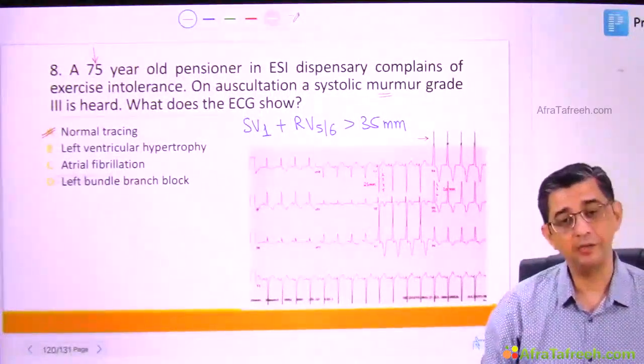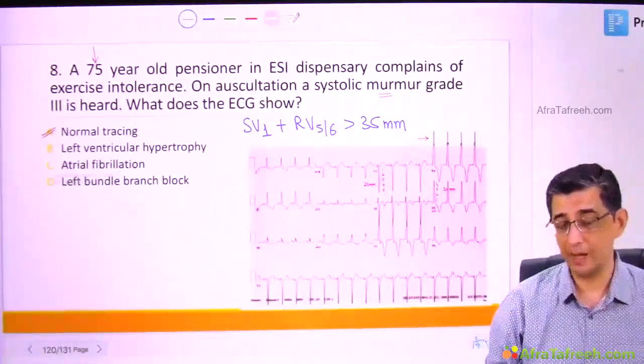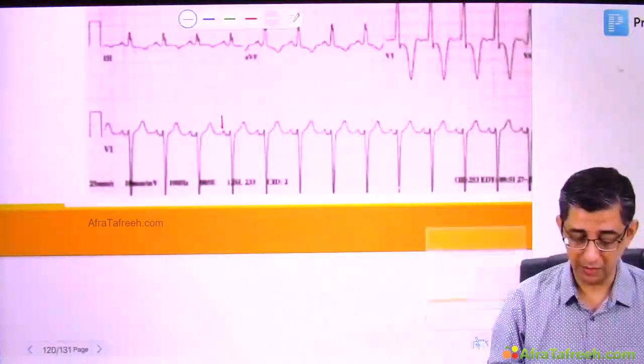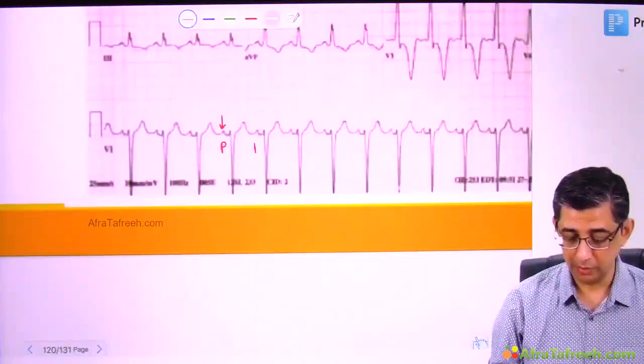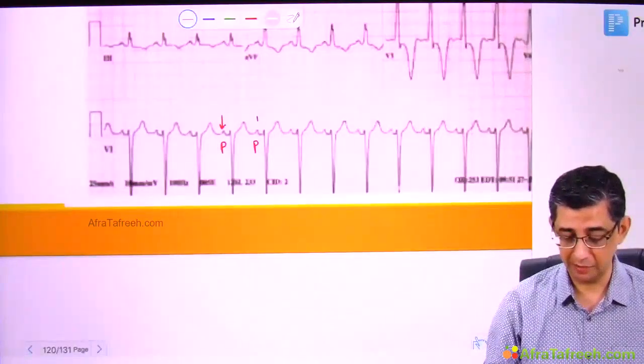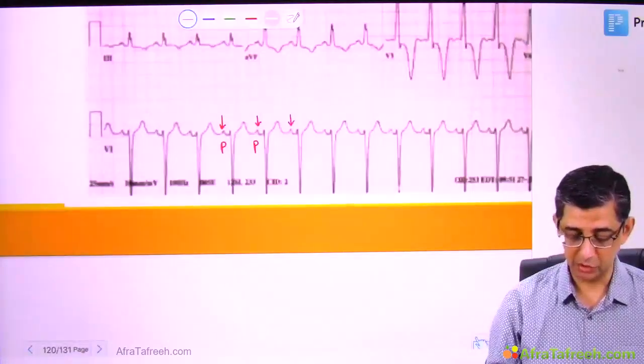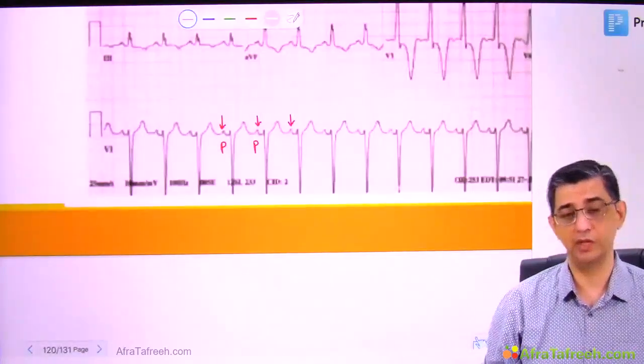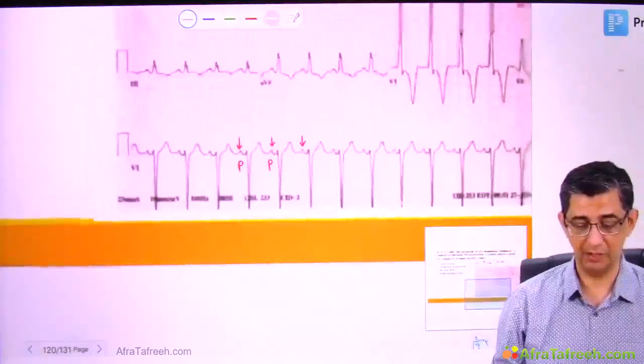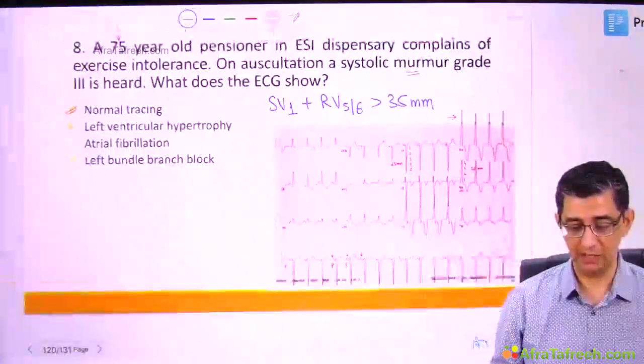Option C says atrial fibrillation. Well, it should always have absence of P waves. So I zoom into the ECG once again. You can notice very characteristic P waves with normal duration and height present before every QRS complex, and as such there is no irregular RR interval either. So atrial fibrillation is a very unlikely answer to this question.